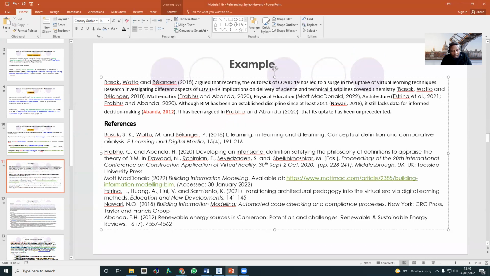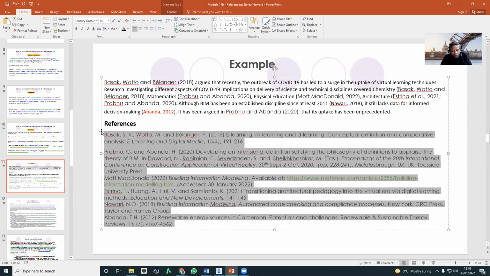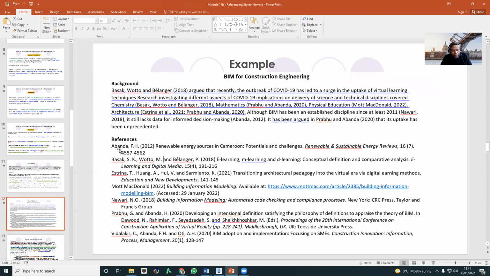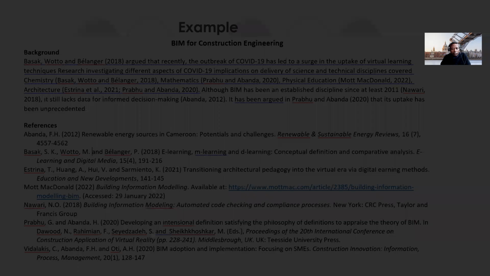Harvard requires us to organize this alphabetically. As it is, it's not alphabetical. It's starting with a B and then ending with an A. Okay, so we have to organize this alphabetically. If you do that, then you should have something like this: Abanda, B-A-E, Maud McDonald, Nawari, in that alphabetical order. So always remember that.